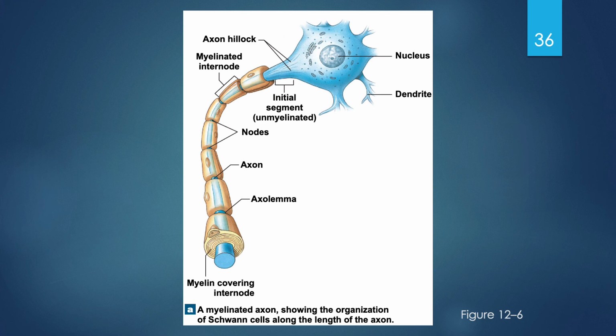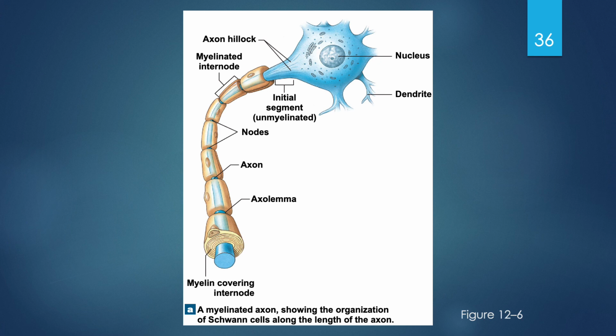Figure 12-6 in your text shows you a standard multipolar neuron with all of those little Schwann cells lined up one by one all along the entire length of the axon. And you can see that it's wrapped around kind of like a jelly roll. So it's separating that axon from the external environment and insulating that axon to facilitate the speed by which an action potential can travel along the axon.